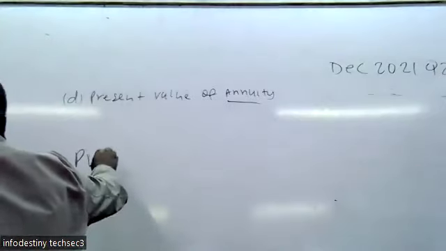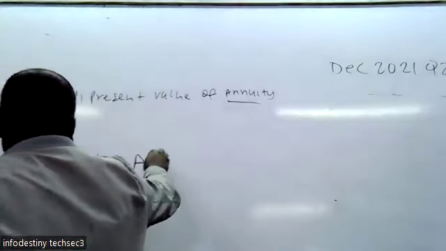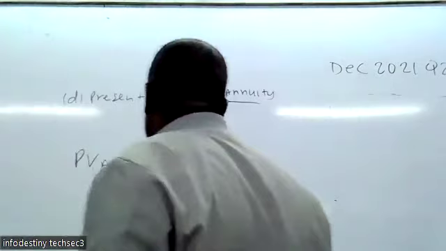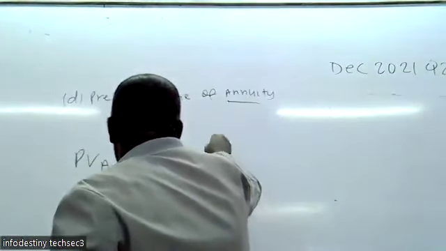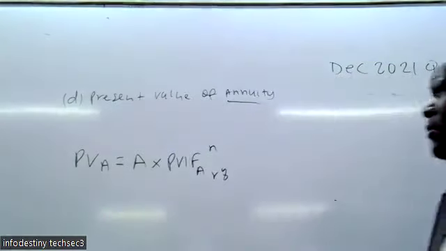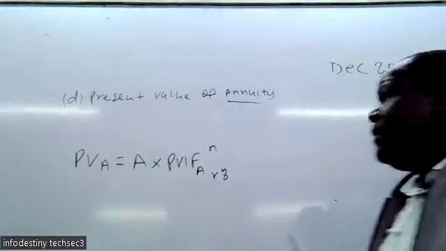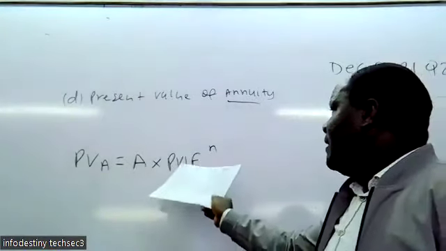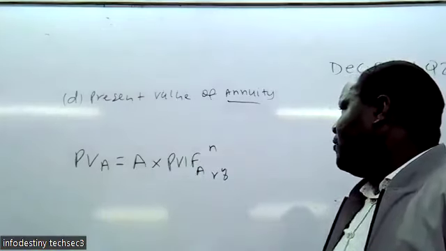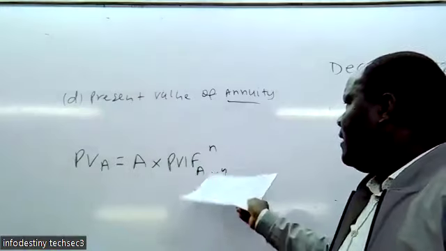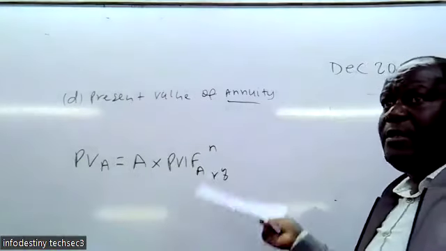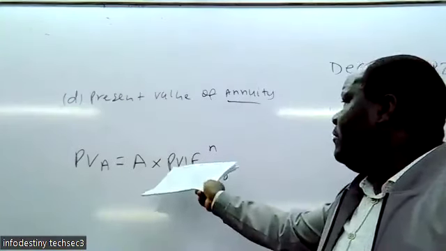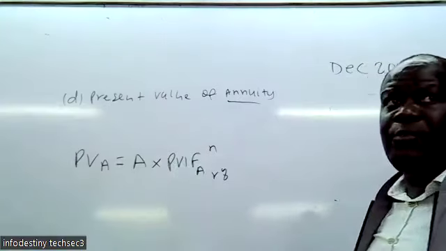To get the present value for the annuity, we simply take the annuity multiplied by the present value interest factor for the annuity at R% for N periods. So R is the interest rate, and N is the period. This is simply referring to the present value interest factor for the annuity.